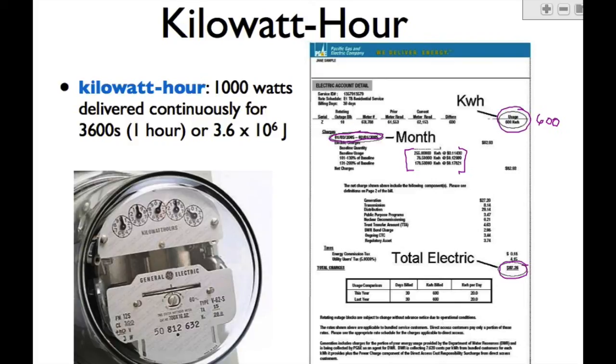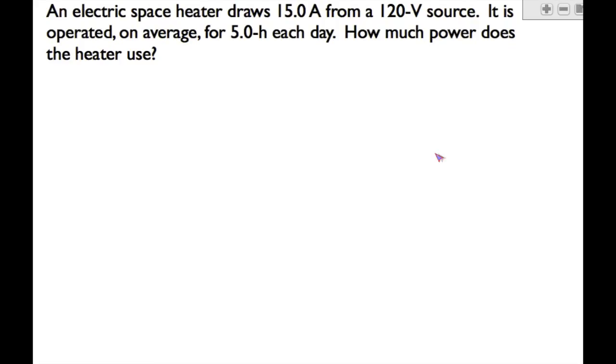And you can calculate this, but basically a kilowatt hour is 1,000 watts, right? Kilo means 1,000, delivered continuously for 3,600 seconds, which is 1 hour. Most people have something like this on the outside of their houses, and the utility guy used to come by and look at this, but now I think they do it digitally, at least my utility company does. So we can start doing kilowatt hour problems.